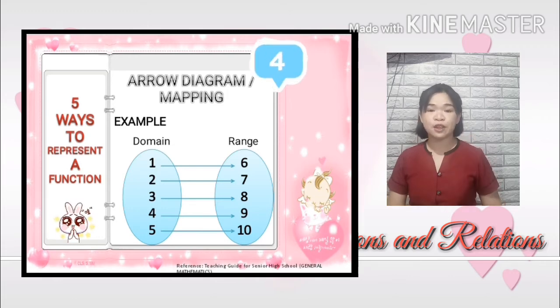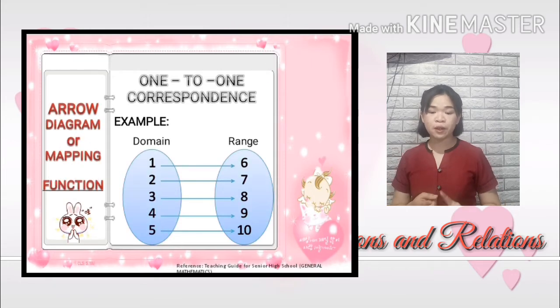So let's see the difference between the 3. When we say one-to-one correspondence, you can see that for every x there is one y. That's why it is called one-to-one. If there is 1, there is 6. 1 is for 6 alone, 2 is for 7 alone, 3 is for 8 alone, and so on.